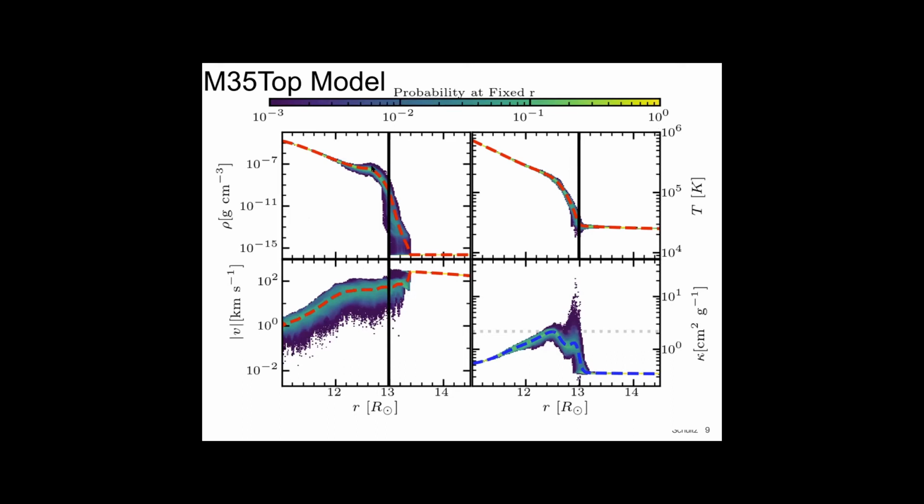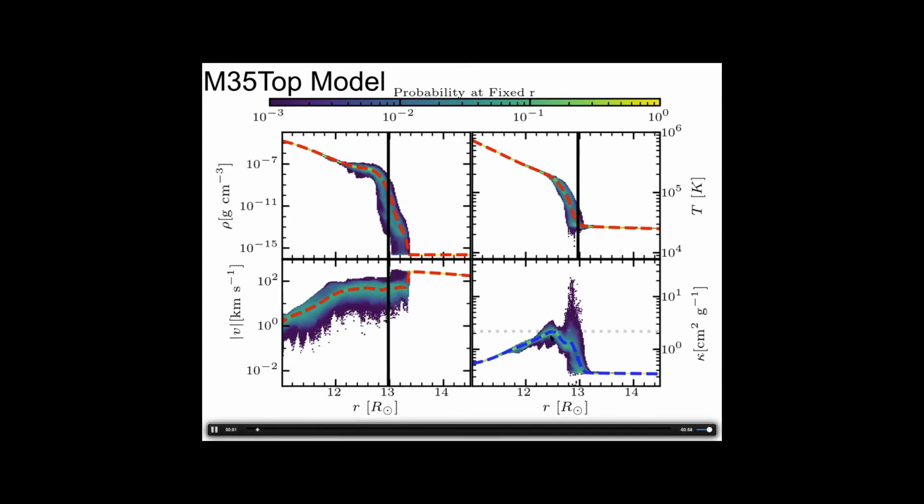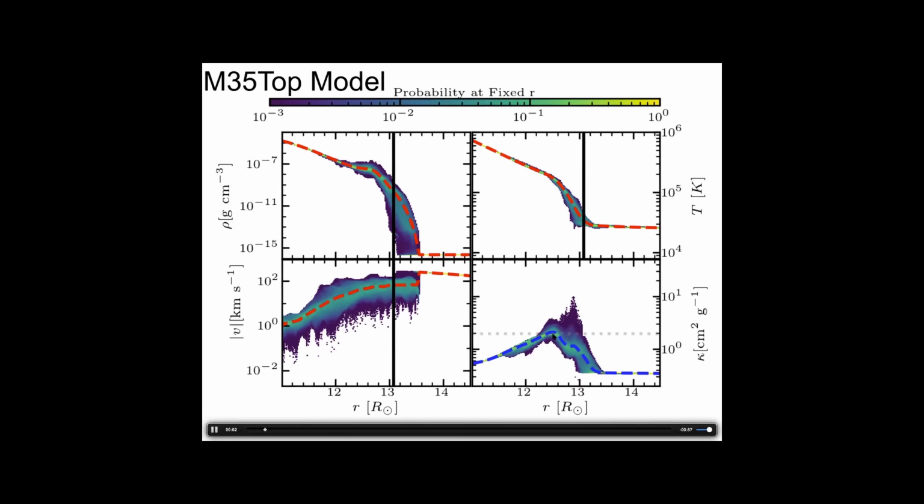So if you integrated the color along a vertical line or a radial slice, the sum would be 1. The panels are density, temperature, opacity, and the magnitude of the velocity. And I'll start with the opacity here. So you can clearly see the iron opacity peak at around 12.5 solar radii.